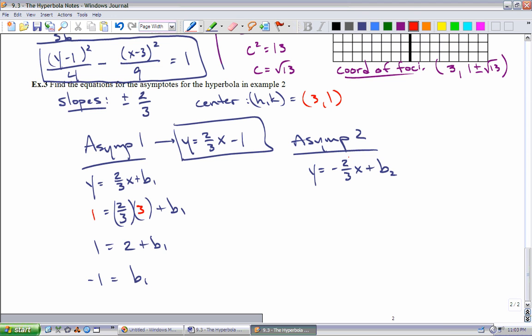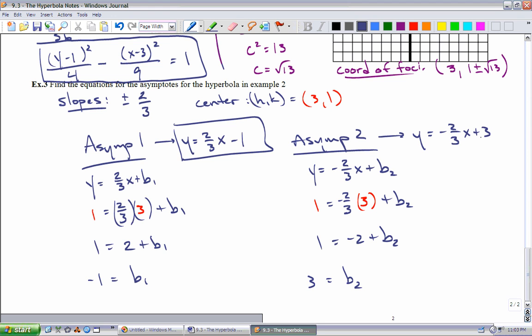Our other one, if we plug our point in again, okay, 1 equals negative 2/3 times 3 plus b2, we end up with negative 2 plus b2 equals 1, or b2 equals 3. So our second asymptote is y equals negative 2/3 x plus 3. Alright, that's it for those examples.